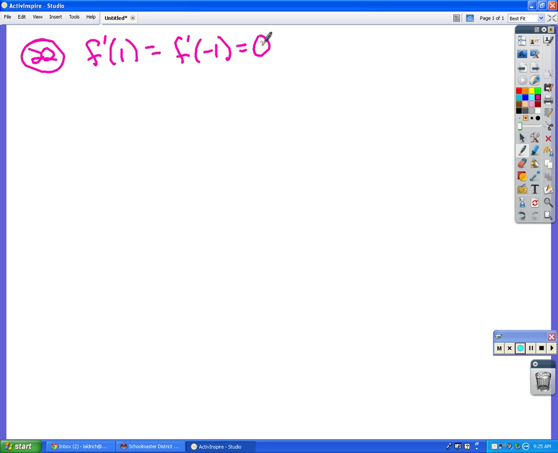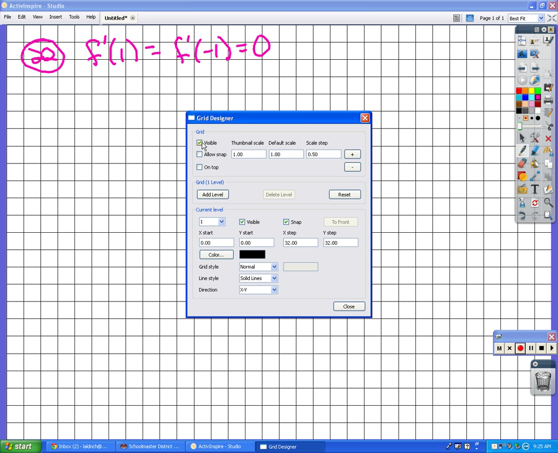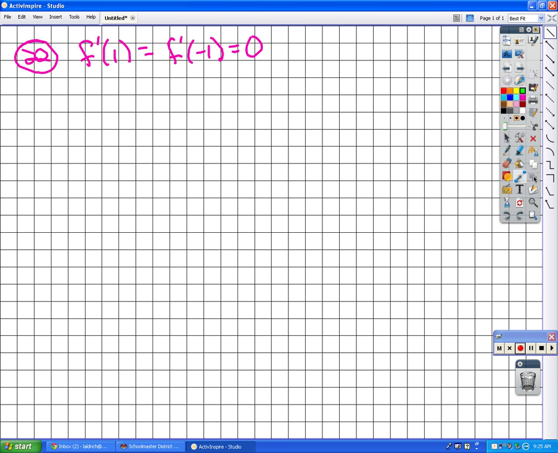So 22, we have to make a graph. Oh, yeah. All right? And the first thing they tell us is that f prime of 1 equals f prime of negative 1, which equals 0. So, what does that mean? What's happening at 1 and negative 1 on our graph?